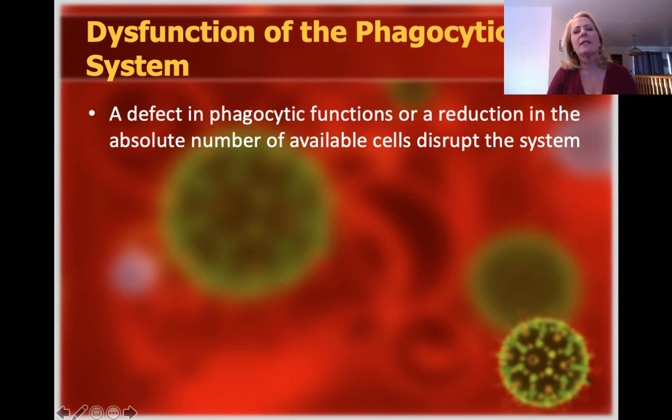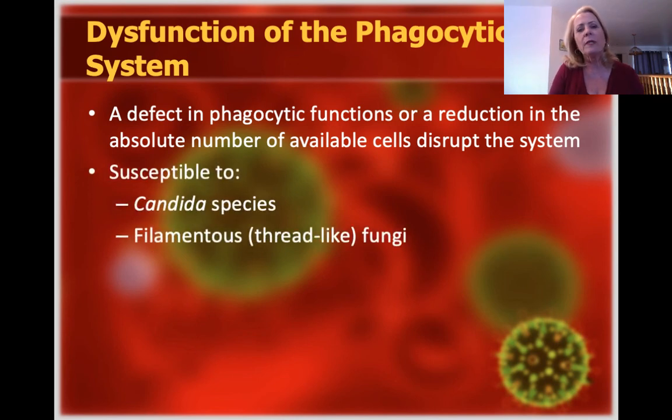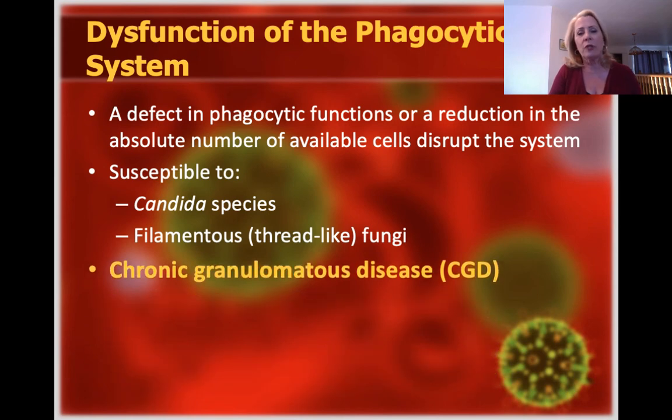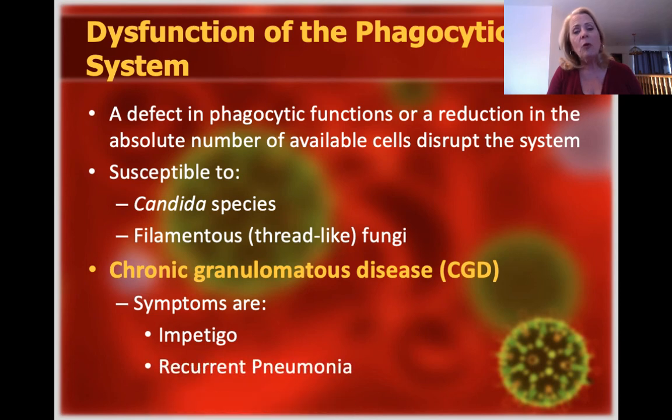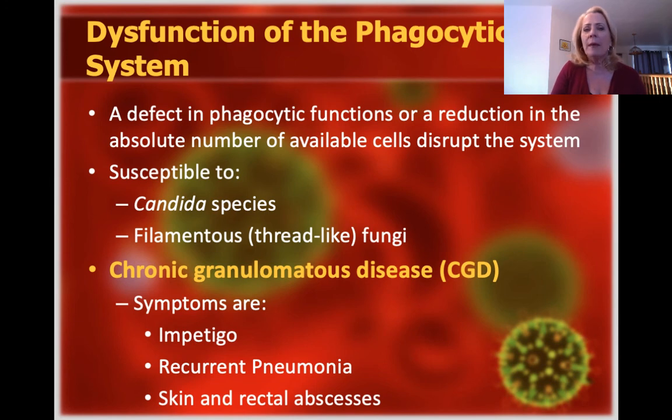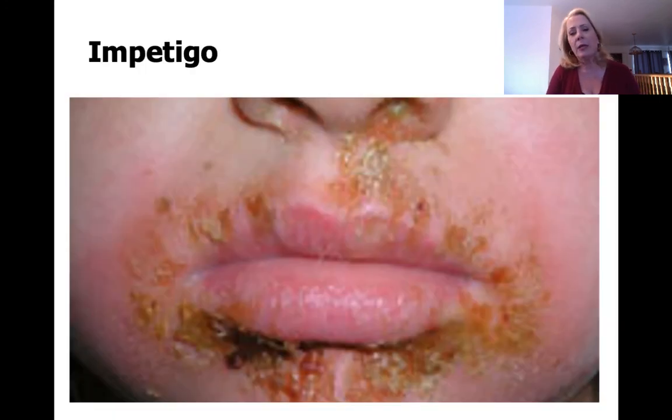Dysfunction of the phagocytic system is usually a reduction in the number of phagocytes that are available for the system, and this makes you more susceptible to things like candida, or certain fungi. And then you have chronic granulomatous disease, and this then becomes things like impetigo or recurrent pneumonia. You may also see skin abscesses and rectal abscesses, and so this is impetigo. Not a fun thing to get.